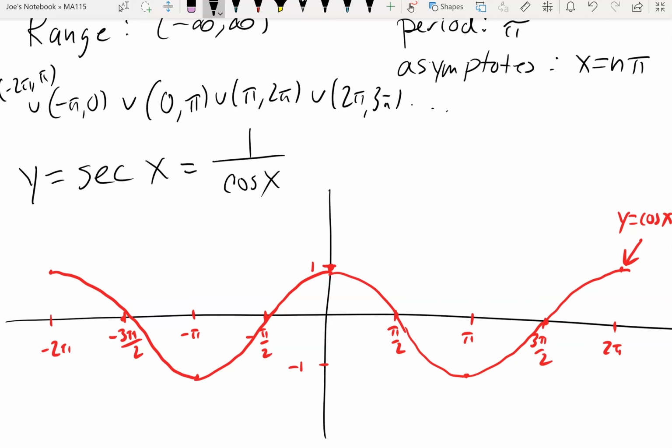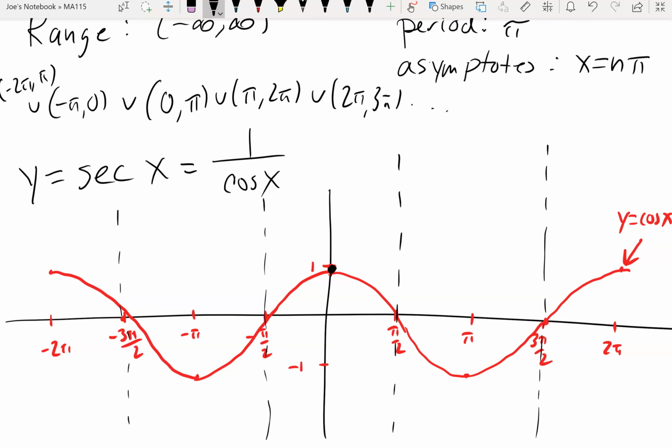So we're going to get an asymptote at pi over 2, an asymptote at 3 pi over 2, negative pi over 2, negative 3 pi over 2. Now let's get the shape of the graph. We're going to get a couple of helping points for that.